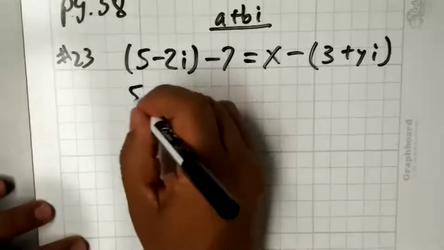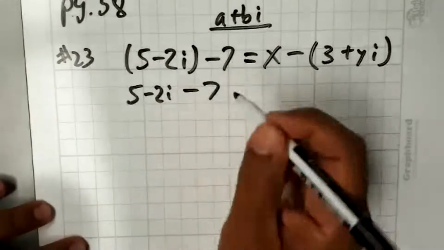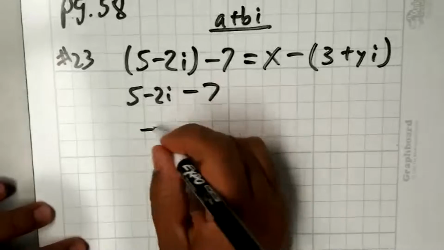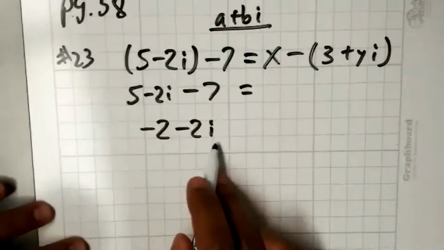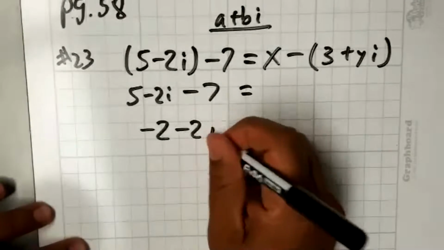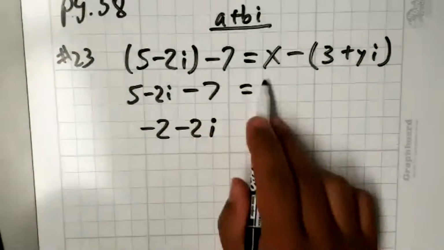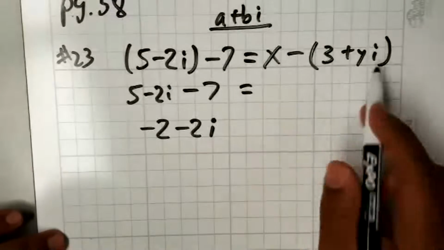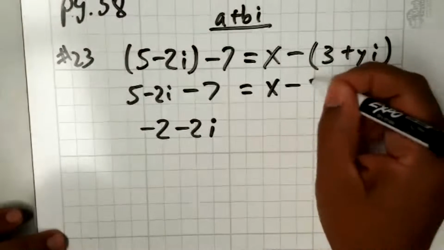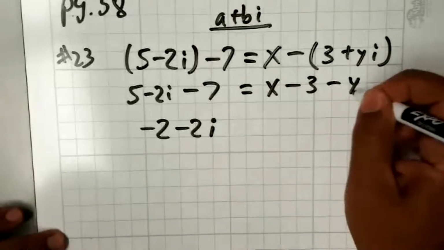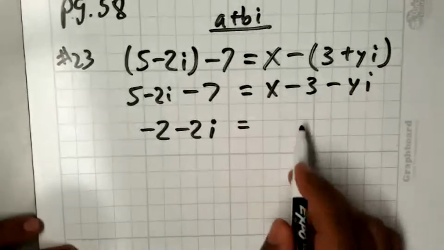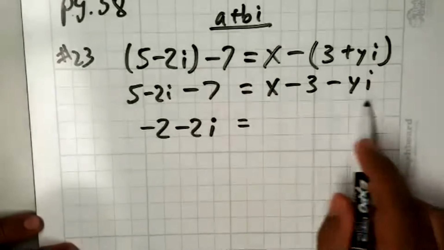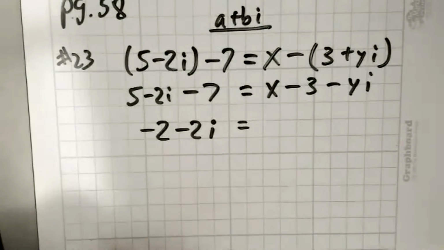So this becomes 5 minus 2i minus 7. 5 minus 7 is -2. So I just wrote it a plus bi. And over here, same thing, distribute that negative. So x minus 3 minus yi. Can't really do anything here, right?